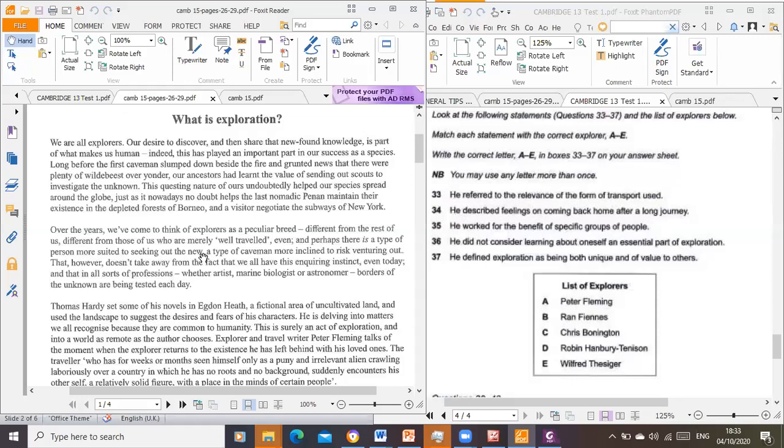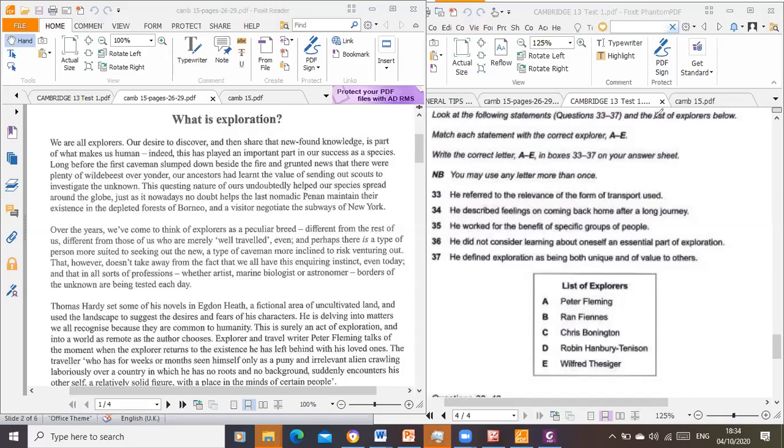Now you can see me looking at this question and thinking, where do I get the answer? Where is it located in the passage? It says 34, it described feelings on coming back home after a long journey. It worked for the benefit of specific groups of people. So now, don't let me just read through. I'll be noting that just like you would do.